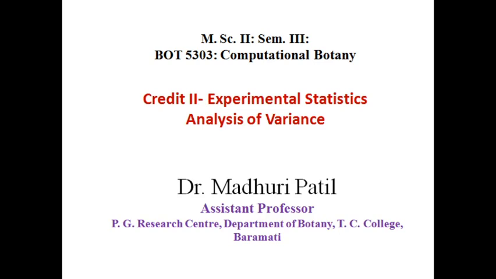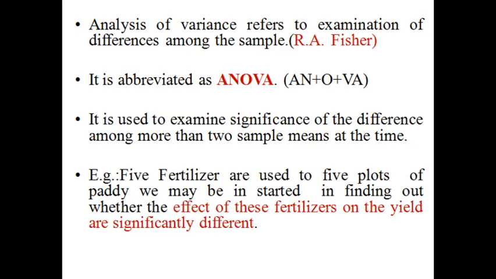Hello friends, in credit second of experimental statistics, we are going to study analysis of variance. This was first given by Fisher. Now you are familiar with Fisher, who has explained the model for the designing of experiments. This is abbreviated as ANOVA, that is analysis of variance. It is useful to examine the differences among more than two sample means at a time.